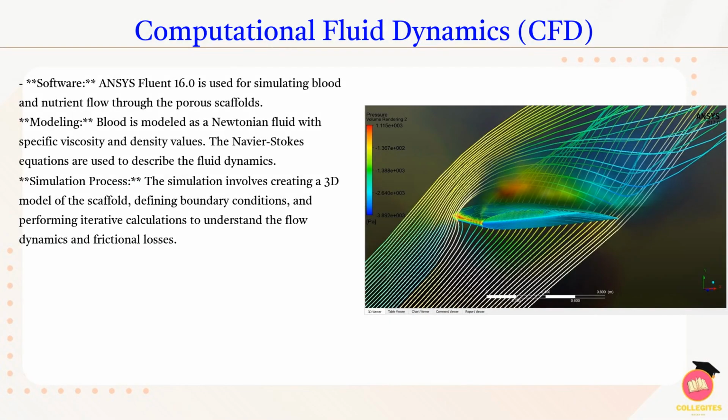Computational fluid dynamics, CFD, plays a crucial role in understanding the flow of blood and nutrients through the scaffold. ANSYS Fluent software is used to simulate this flow, considering the properties of blood and the scaffold's porous structure. The simulation helps analyze the velocity profiles, pressure distribution, and frictional losses within the scaffold.